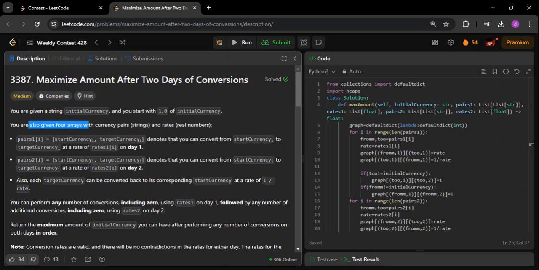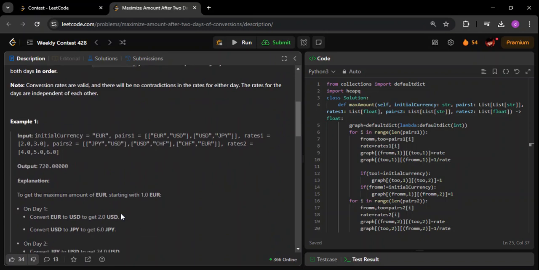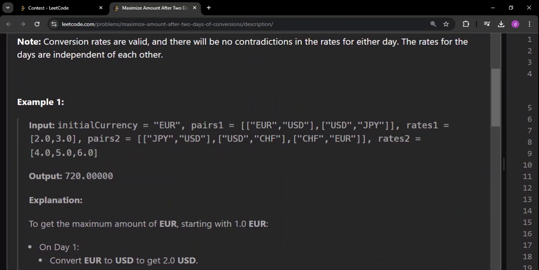You are also given 4 arrays with currency pair strings. See here, there are 4 other arrays. The first array is the pairs1 array, the other one is the rates1 array, and similarly pairs2 and rates2. What they're trying to tell you is, for example, if you convert 1 euro to USD, the rate is going to be this one. Similarly, if you convert 1 USD to JPY, I am thinking it is somewhere related to Japan.